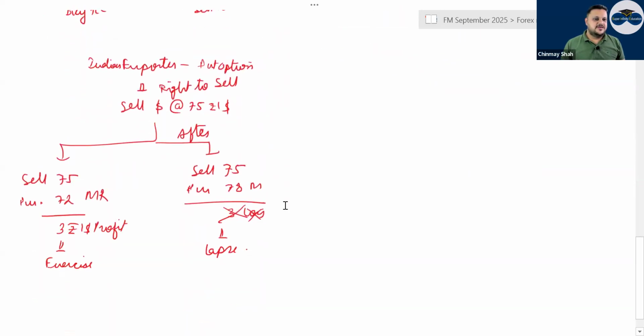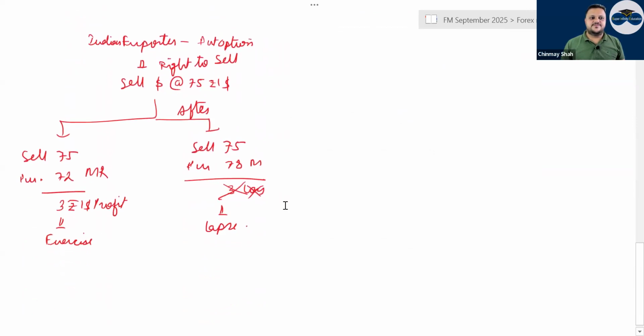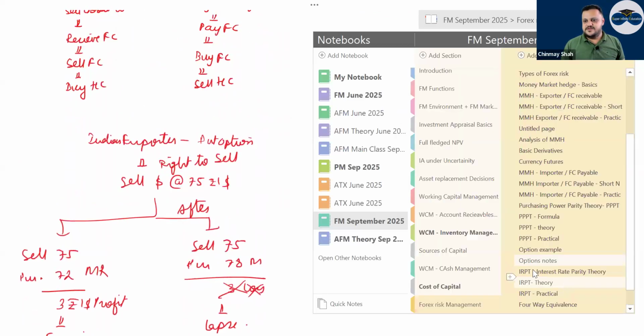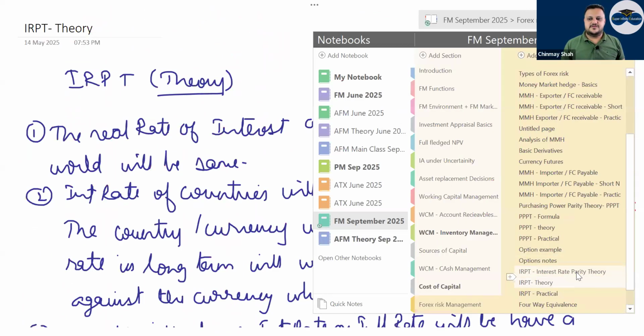Insurance policy. Is it right? Have a look. Indian exporter, put option; importer's, call option. Okay, you can have a look. IRPT, interest rate parity.